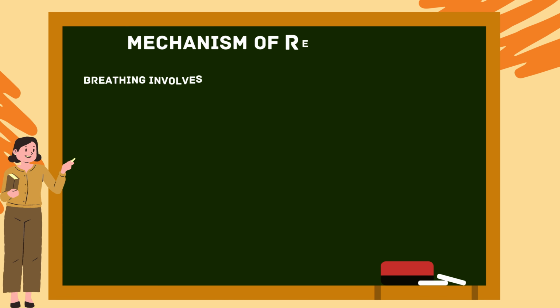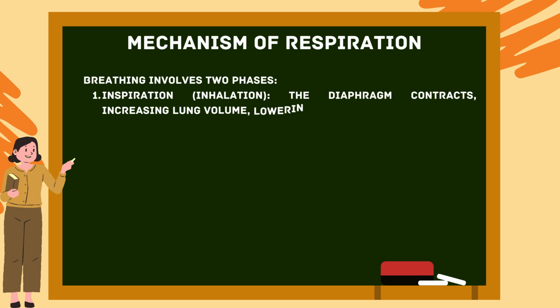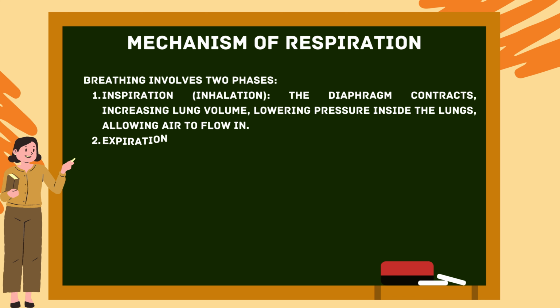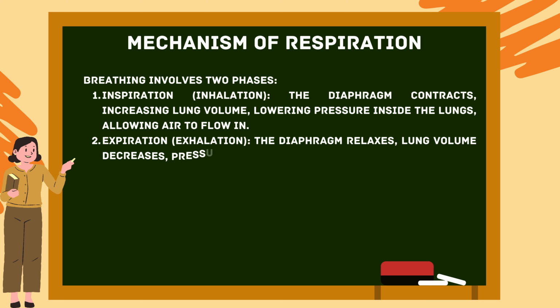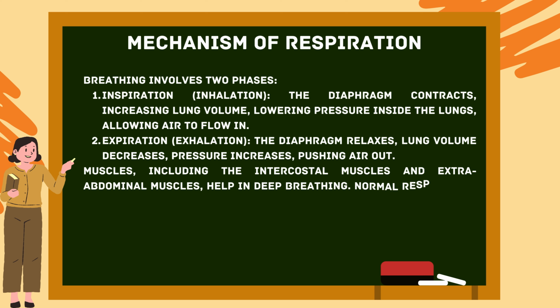Mechanism of respiration. Breathing involves two phases. Inspiration, inhalation: the diaphragm contracts, increasing lung volume, lowering pressure inside the lungs, allowing air to flow in. Expiration, exhalation: the diaphragm relaxes, lung volume decreases, pressure increases, pushing air out. Muscles, including the intercostal muscles and extra-abdominal muscles, help in deep breathing.